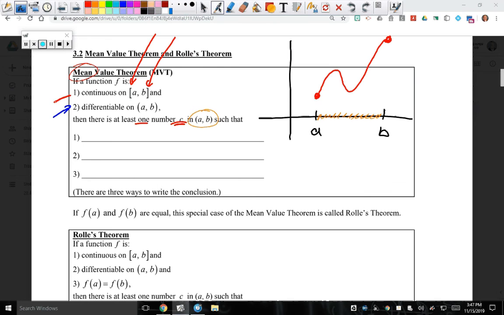Where this f prime at c, that means the slope at c, will be the same as the slope between the endpoints.